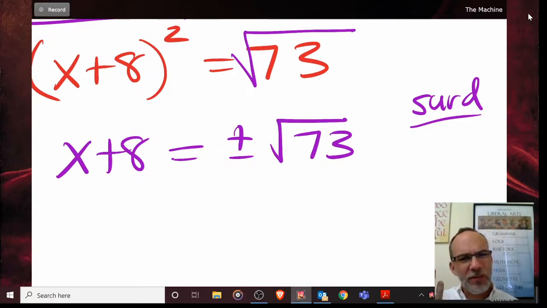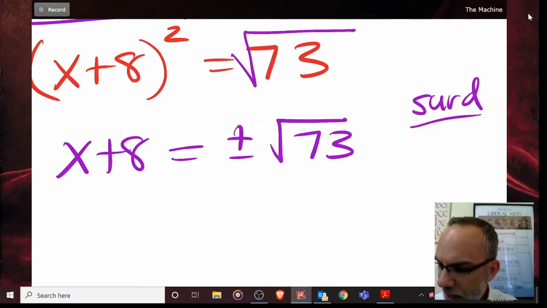But maybe the square root of 73 could be reduced. Well, let me just start dividing 73 by perfect squares. Divided by 4, is that a whole number? No. 73 divided by 9, is that a whole number? No. 73 divided by 16, is that a whole number? No. 73 divided by 25 is the next one. It doesn't work. That's fine. So it's plus or minus the square root of 73.